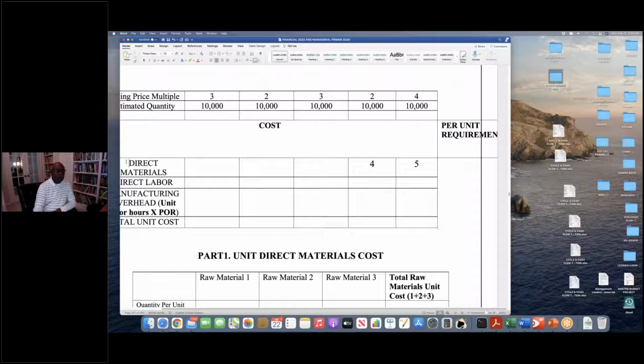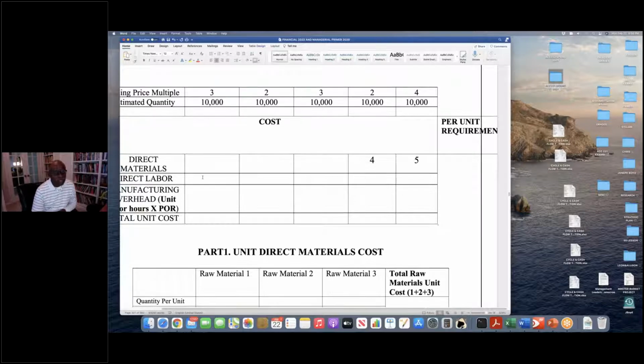Professor Boyd, I've got one question. So direct materials and raw materials, is that the same thing? Yes. Okay, direct materials, raw materials, same thing.